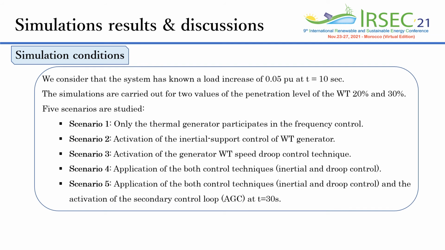The simulations are carried out by using 5 scenarios. Scenario 1, only the thermal generator participates in the frequency control. Scenario 2, the activation of the inertial controller of the wind turbine. Scenario 3, the activation of the droop controller of the wind turbine. Scenario 4, the application of both control techniques, inertia and droop controller. Scenario 5, the application of the AGC control at t equals 30 seconds.